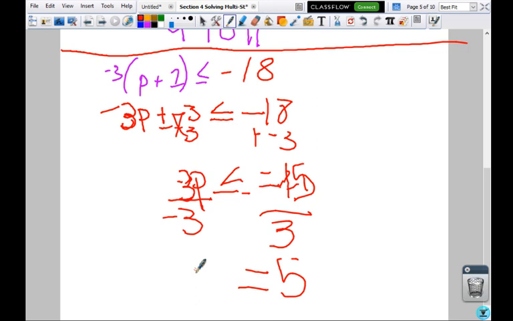It's not equals. Where did your equals come from? Oh, my bad. There you go. Which way is the inequality pointing? That's backwards. Is the alligator eating the 5 or the p? Eating the 5. That would be incorrect because you divided by a negative, so switch it around. Okay, we get p greater than or equal to 5.